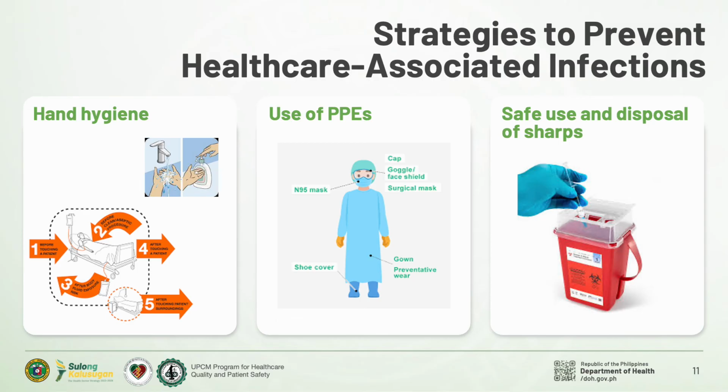So these are some important strategies to prevent healthcare-associated infections. Of course, this is a non-exhaustive list, and there are other ways by which we can prevent healthcare-associated infections. But these are some of the very important ones and those that can easily be applied in all institutions.